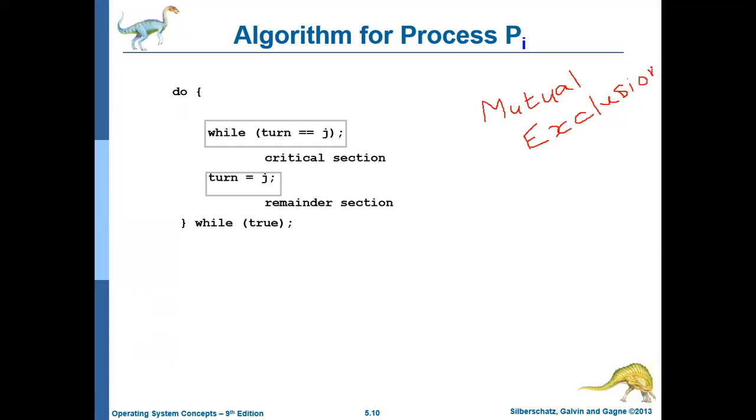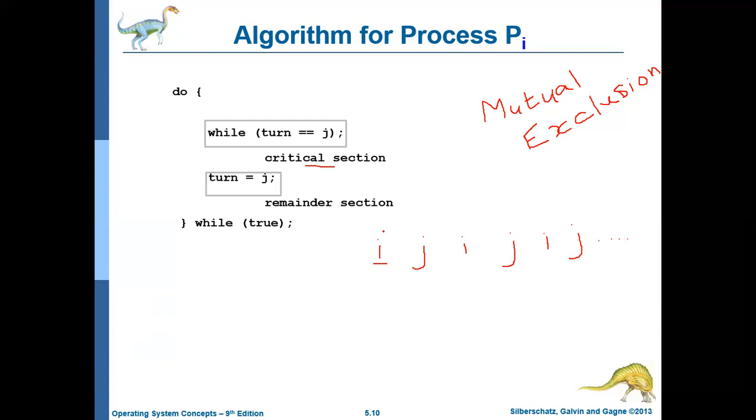So this algorithm achieves mutual exclusion, because if i is executing the critical section, then j won't execute it, and if j is executing the critical section, then i won't execute it. But the drawback of this algorithm is that it strictly follows this order: first i executes, then j, then i, then j, then i, and then j. It keeps going this way.